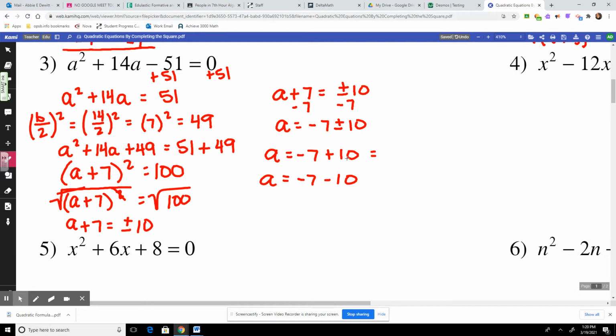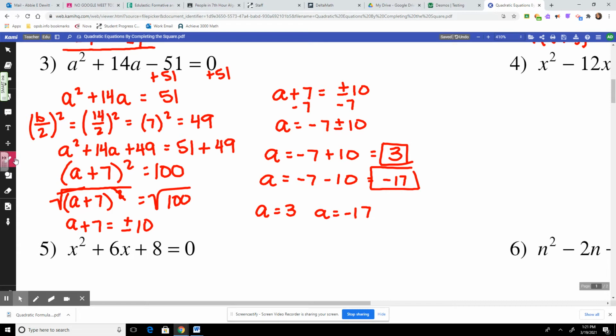What is negative 7 plus 10? Negative 7 plus 10 is going to be positive 3. And negative 7 minus 10 is negative 17. So your answer is A equals 3 and A equals negative 17. Okay?